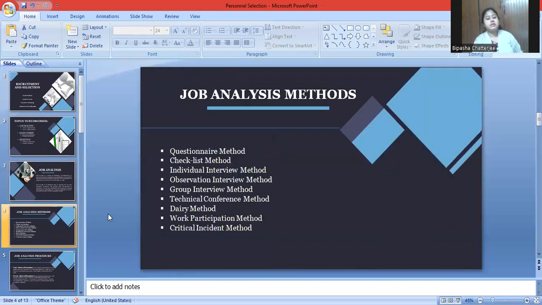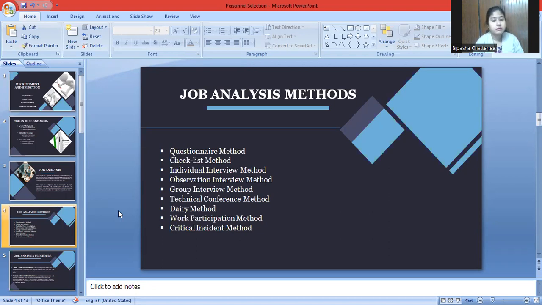So now there are many ways in which we can get information about a particular job. We can have questionnaire methods, checklist methods, interview methods, interviewing people who are actually doing the work, and observation interview methods. So basically, if I am the job analyst, I will perform the work along with my fellow employees, gathering information, and at the same time I will be interviewing the person who is on the work, and from there I'll be able to get first-hand information from the person as well.